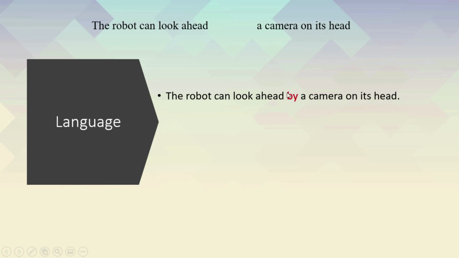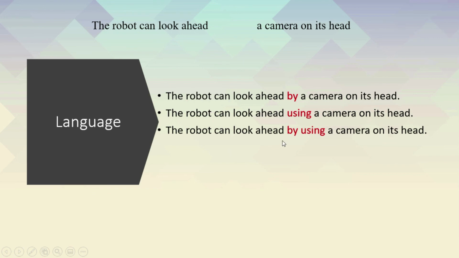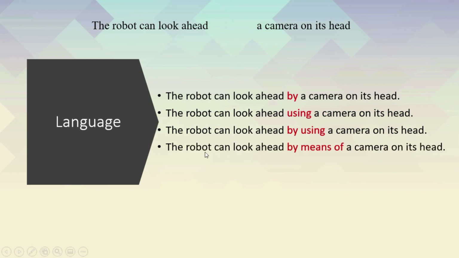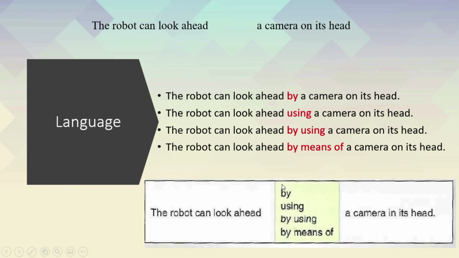So we added by here. We joined the statements using by. Or we can have the robot can look ahead using a camera on its head. So you can use using to join them. Or we can use by using: the robot can look ahead by using a camera on its head. Or we can also have the robot can look ahead by means of a camera on its head. So this table can summarize this. We can join the two statements using any of these.